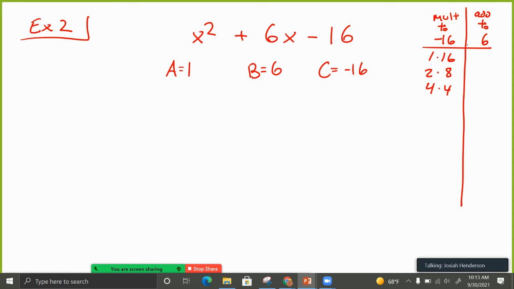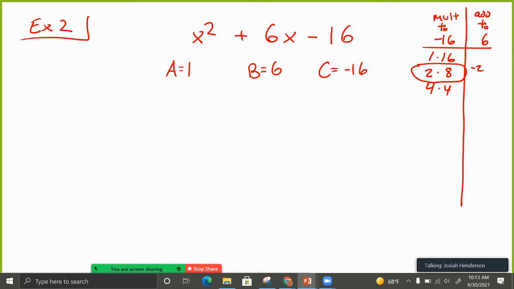Also, you might be able to see the difference you need just looking at the two numbers. The difference between 1 and 16 is 15. That's too big. We want it to be 6. The difference between 2 and 8 is 6. So right now I know this is the right mix. And then we've got to figure out which one's negative.